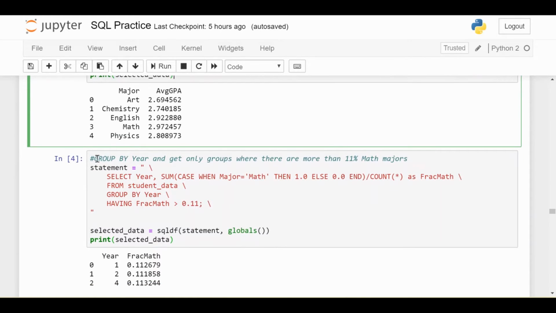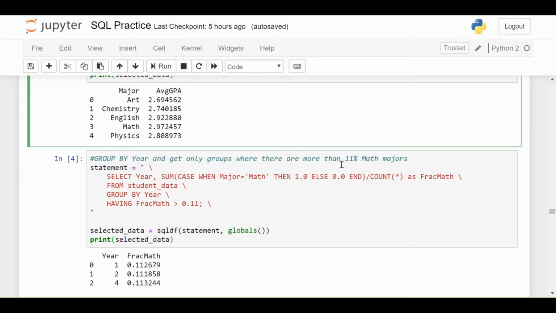So let's say our goal is to group by the year. Remember, we have first, second, third, and fourth years in our data. And I want only the groups, so only the years, where there are more than 11% math majors. So within each year, let's say first years, there's 9 majors, and we want to get back only the years where that year has 11% math majors or more. It's a little bit more complicated, something we haven't seen before.